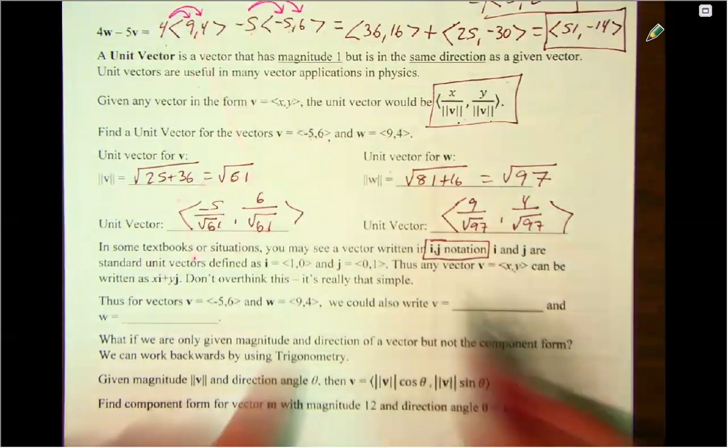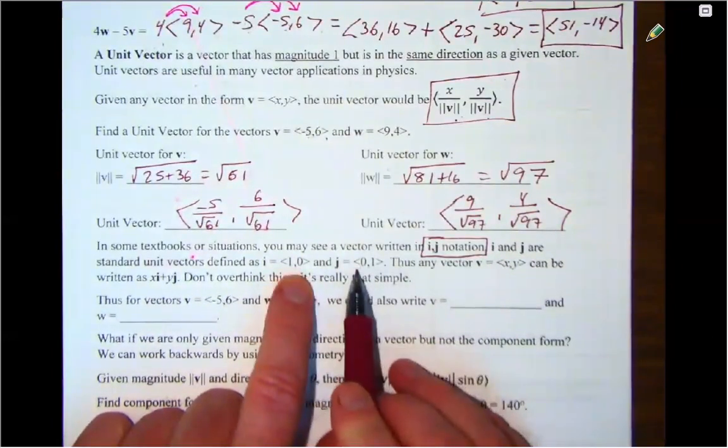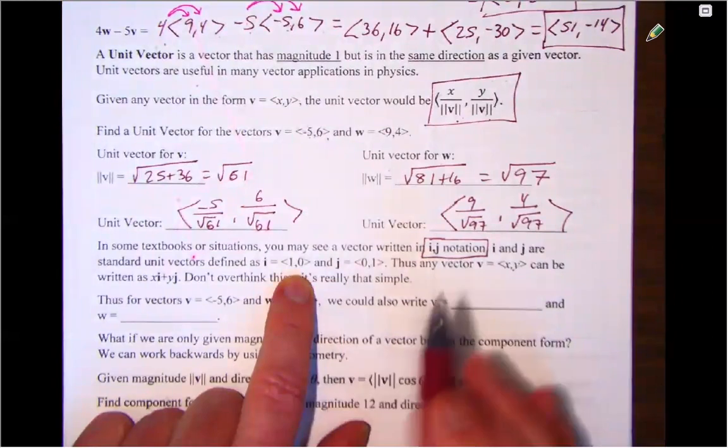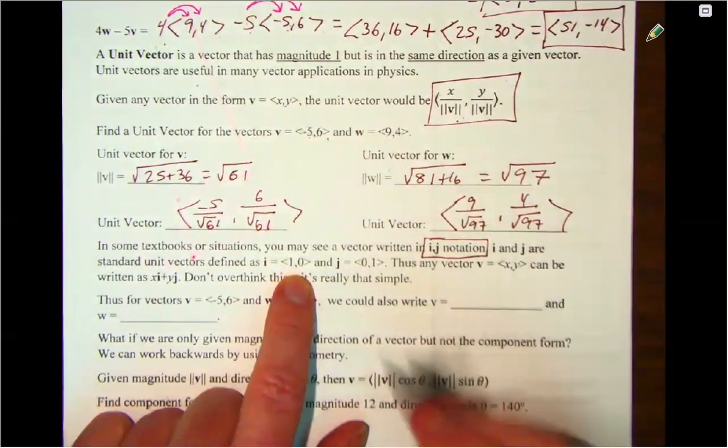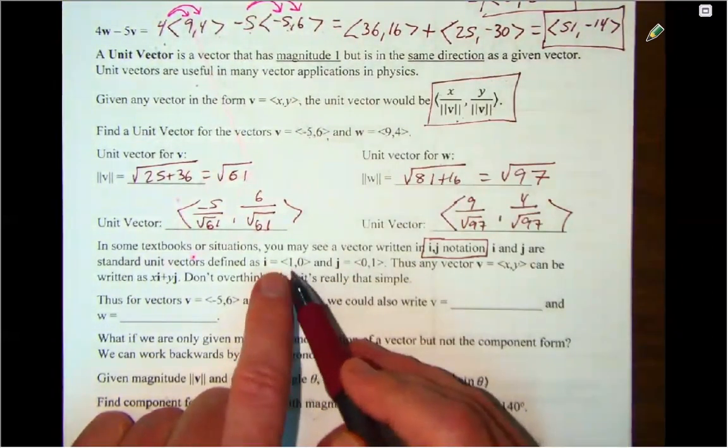So all you do, I and J are called the standard unit vectors. I is defined as the vector 1, 0.